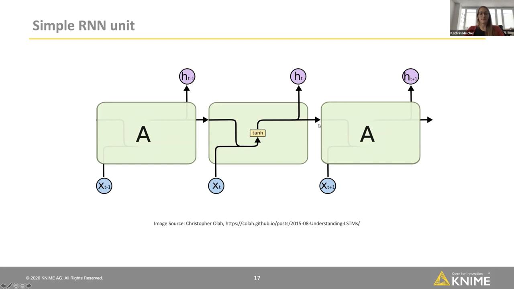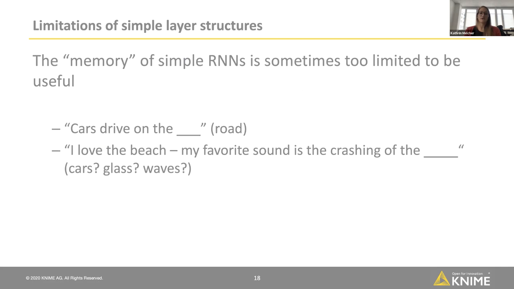This really simple layer structure has some limitations when it comes to memory, so that it's sometimes too limited to be actually useful. If we have a language model where we use this really simple layer structure, then this model probably performs quite well on the sentence "cars drive on the" to predict that the next word is "road". But if we have longer dependencies, like in the second example here, "I love the beach, my favorite sound is the crashing of", the model probably has forgotten already that I talked about the beach earlier and that the correct word is "the crashing of the waves", because "the crashing of" could also be "the crashing of the cars" if I would describe an accident, or "the crashing of glass" if I describe that I'm cooking at the moment.